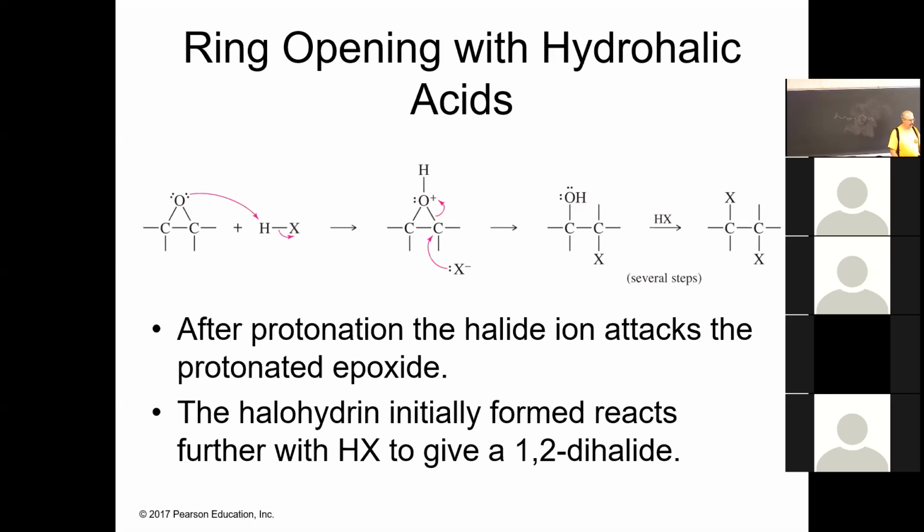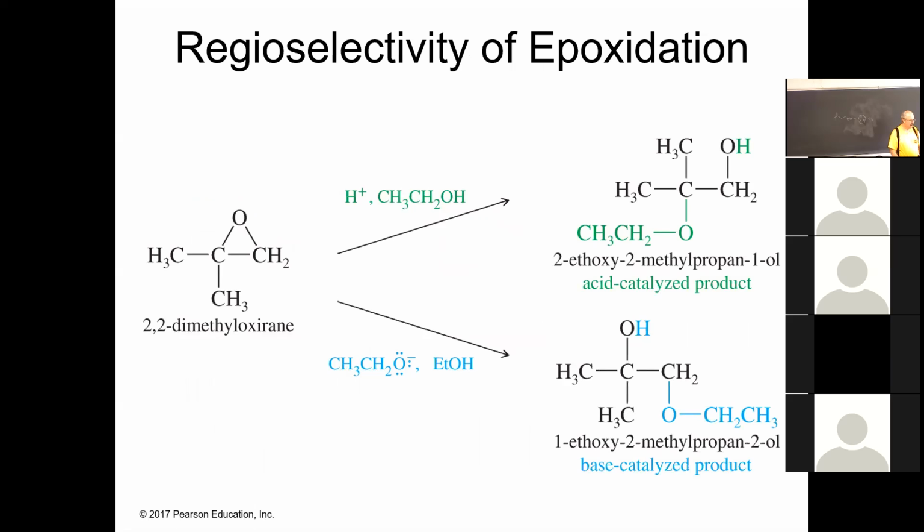We can open up rings with hydrogen halides. This ultimately gives a 1,2-dihalide. In terms of regioselectivity, if we have an unsymmetric epoxide such as this, in acid solution, the nucleophile attacks the more substituted side. So the ethoxy group will end up here on the left. In basic solution, the nucleophile attacks the less substituted side.